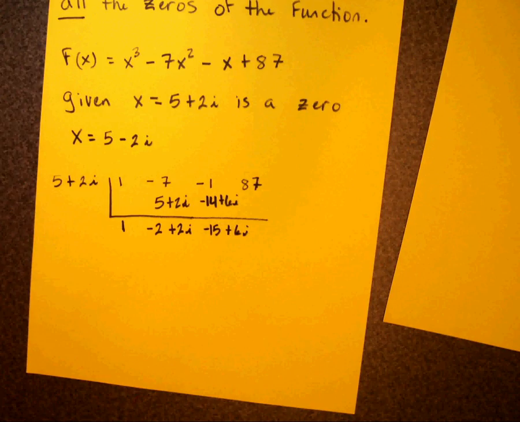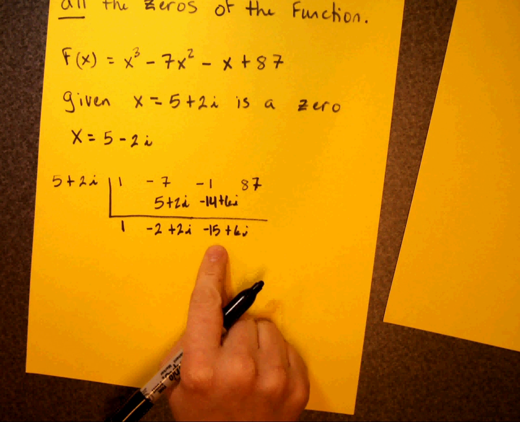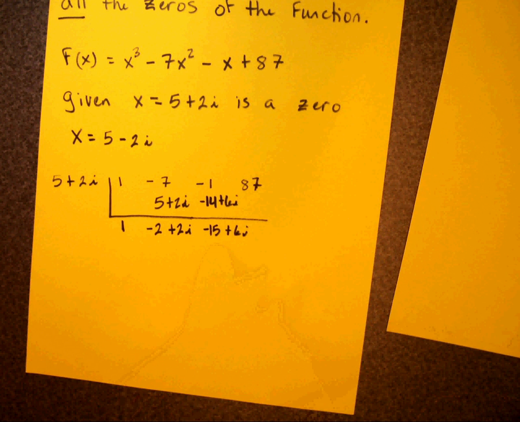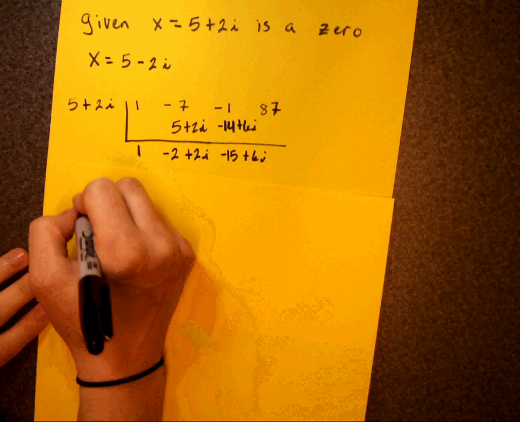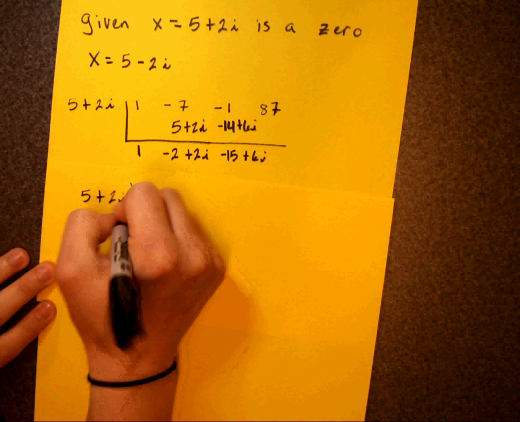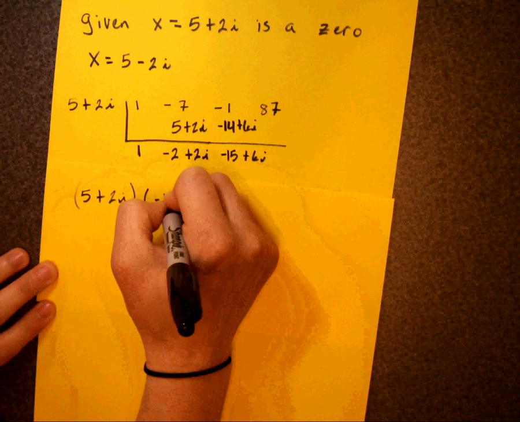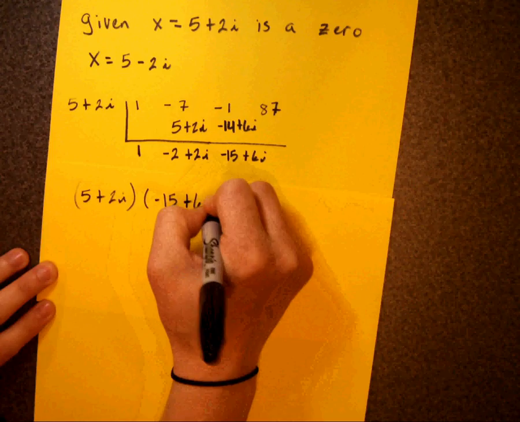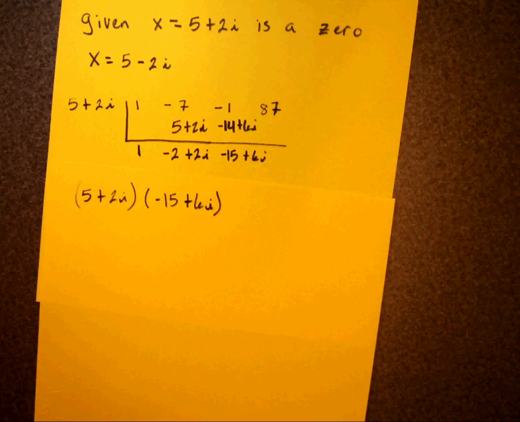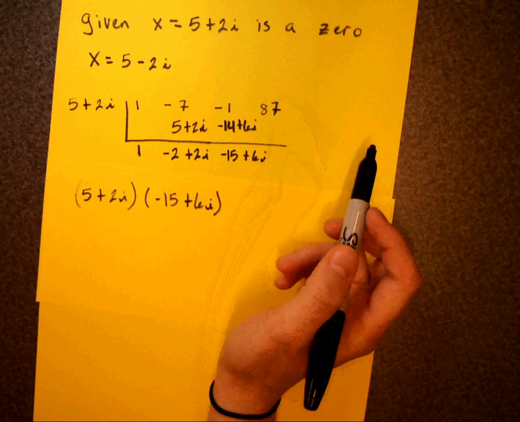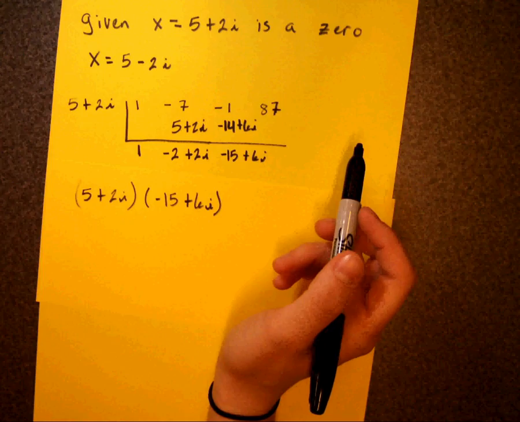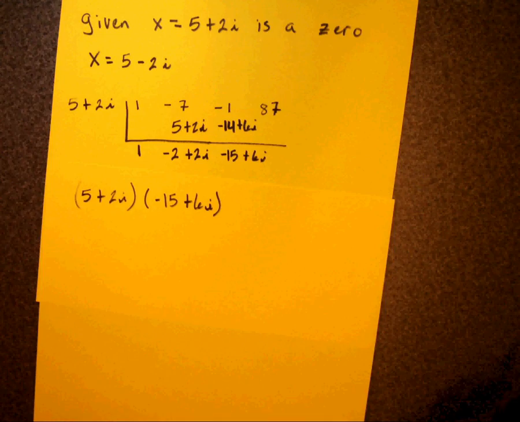And again, multiplying, so 5 plus 2i times negative 15 plus 6i. So again, I'm going to come over here to my scratch paper and multiply that out. I have 5 plus 2i times negative 15 plus 6i. Now, I already know that 5 plus 2i is a root, so as long as all my previous arithmetic is correct, I should get negative 87, because these have to cancel out and give me 0, right? Because I know it's a root, I know my remainder has to be 0. So if I get negative 87, then we did it right.